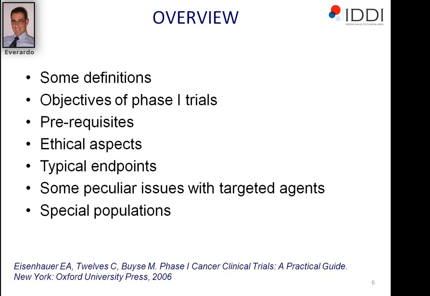So I'll try to give you some essential definitions, the main objectives of phase 1 trials, some of the prerequisites. I'll briefly discuss the main ethical aspects of phase 1 trials, discuss the most commonly used endpoints, a few words on the peculiar issues with targeted agents, and then a few considerations for special populations.